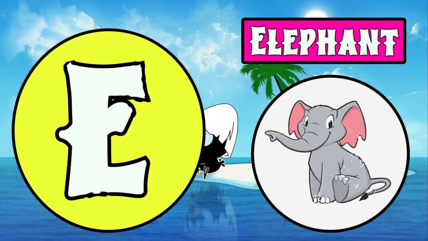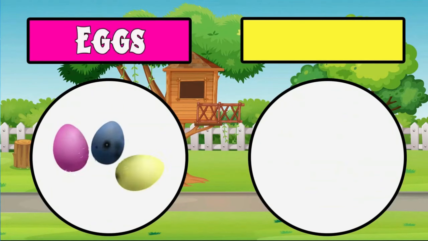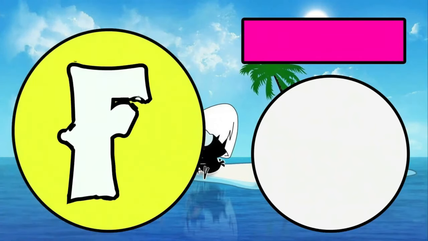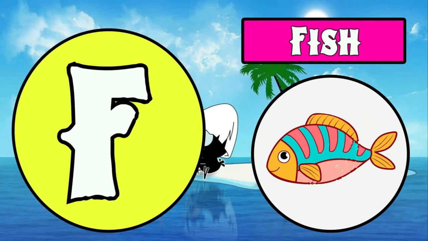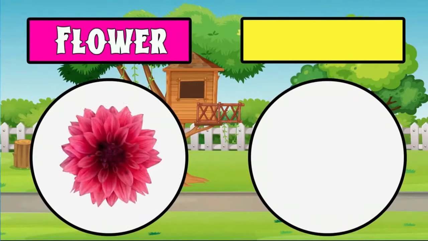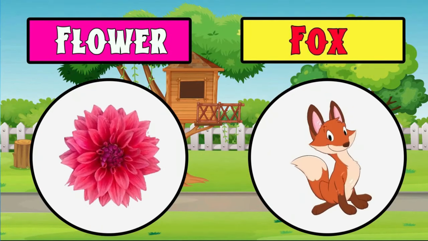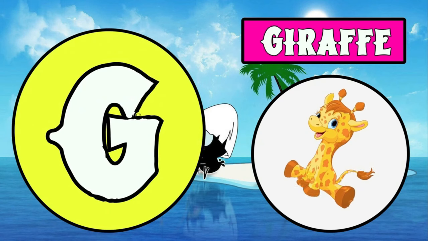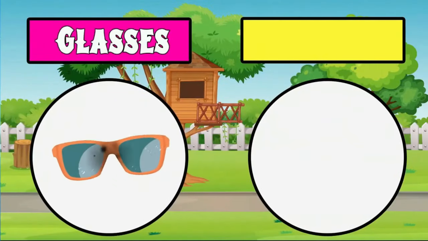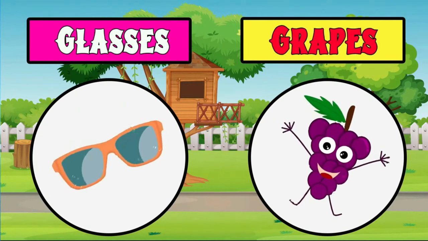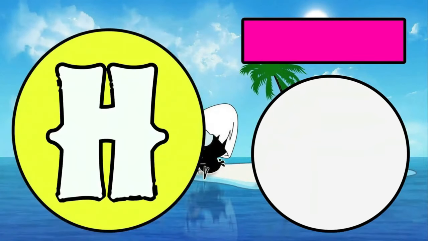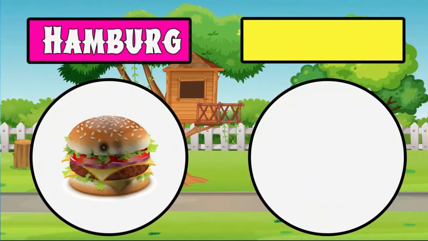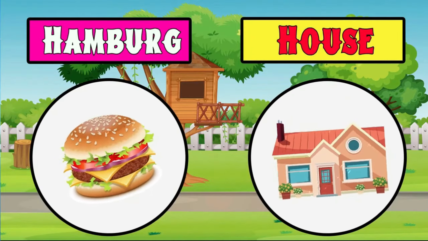E is for elephant. Egg. Eggplant. F is for fish. Flower. Fox. G is for giraffe. Glasses. Grapes. H is for hippopotamus. Hamburger. House.